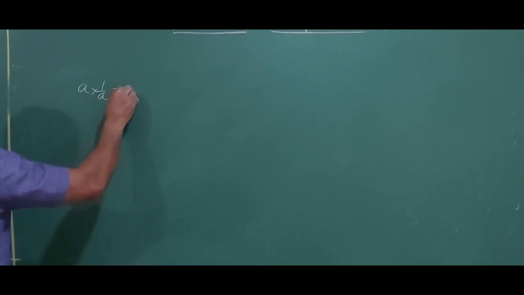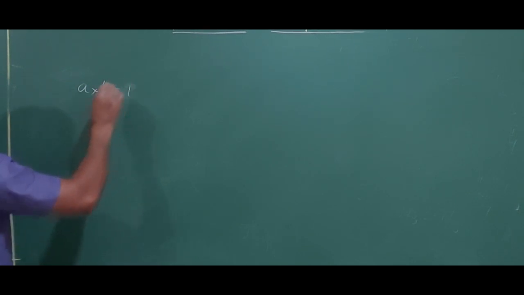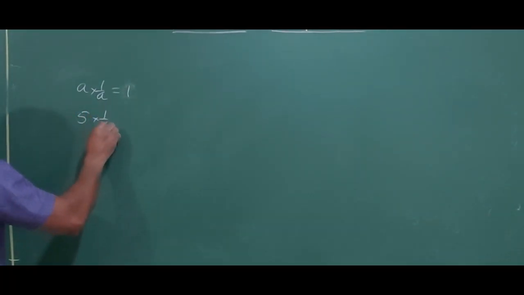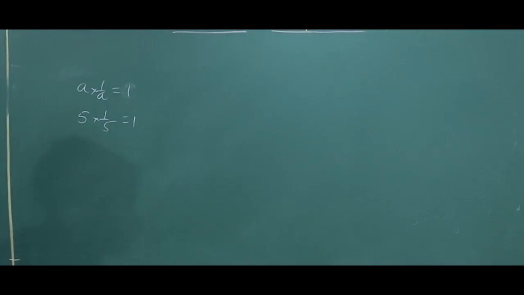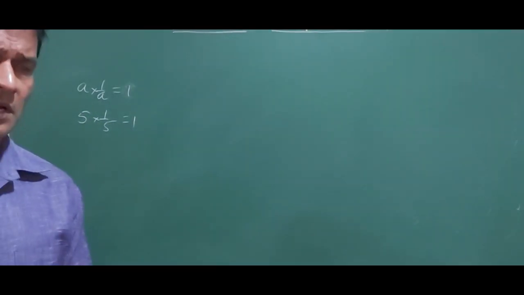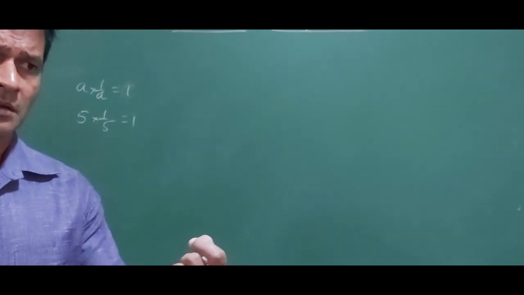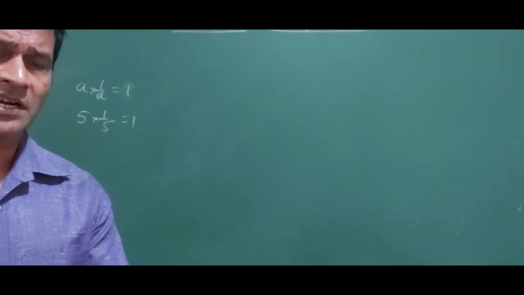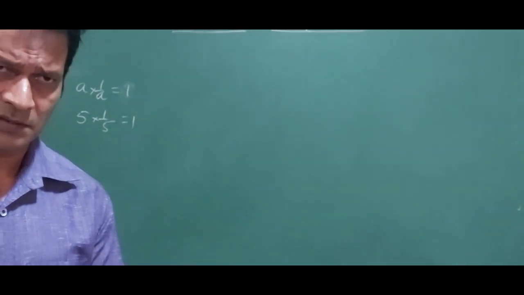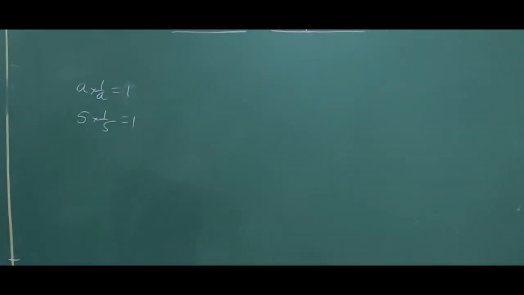Now the next set of formulas is coming. Whenever I multiply a into 1 by a, I get an identity, 1. 5 into 1 by 5 is equal to 1. That means any number, any variable multiplied by its inverse gives you 1. In matrices, we get a unit matrix. But in inverse functions, what do I get?